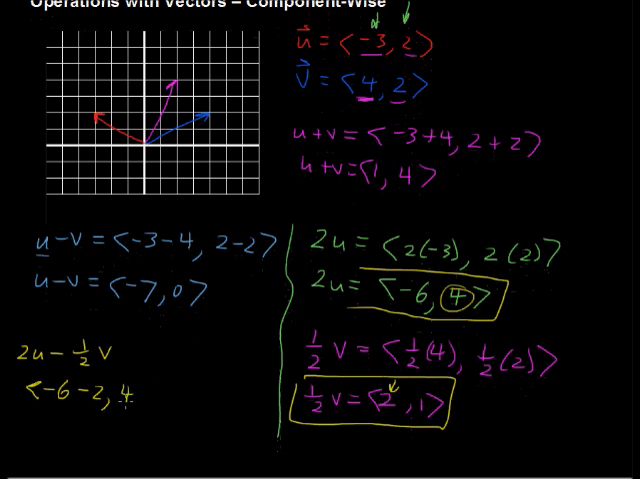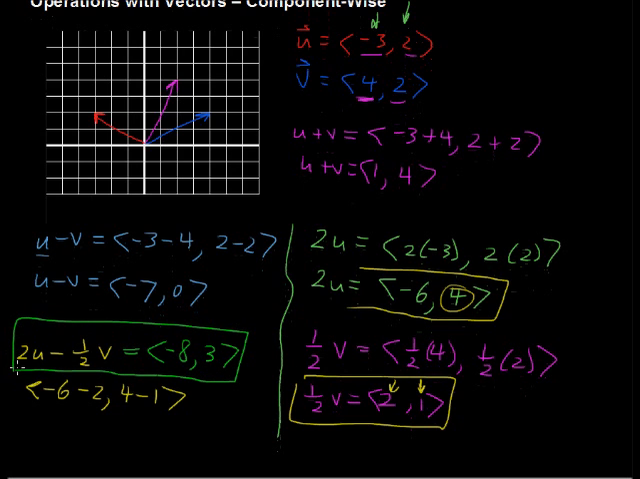and the other component is 4 minus the 1/2 v, the component there is 1. So the 2u minus 1/2 v, I'll write it up here, equals the components -8, 3. So not a difficult process for doing the operations with vectors component-wise, but it's certainly necessary to understand how these numbers stack up and multiply to work together to perform the operations with the vectors component-wise.